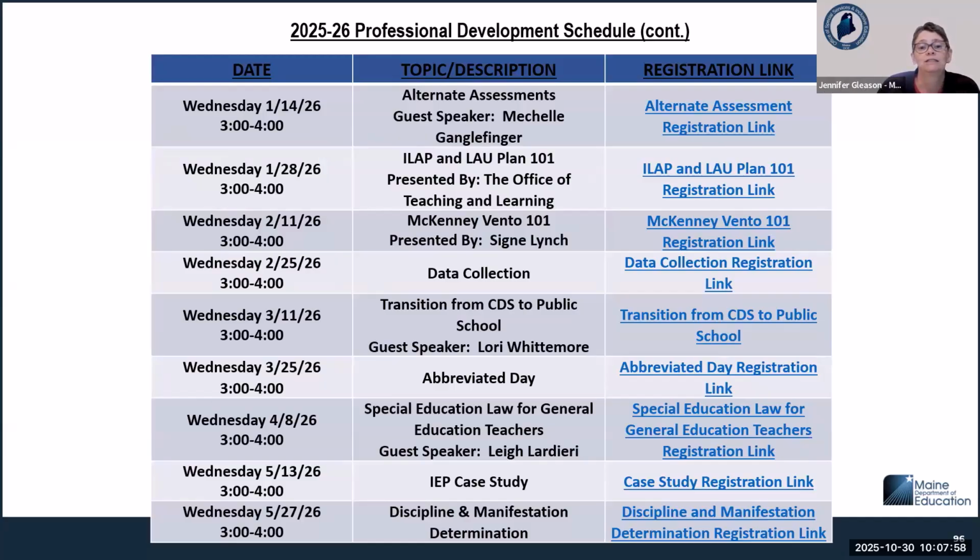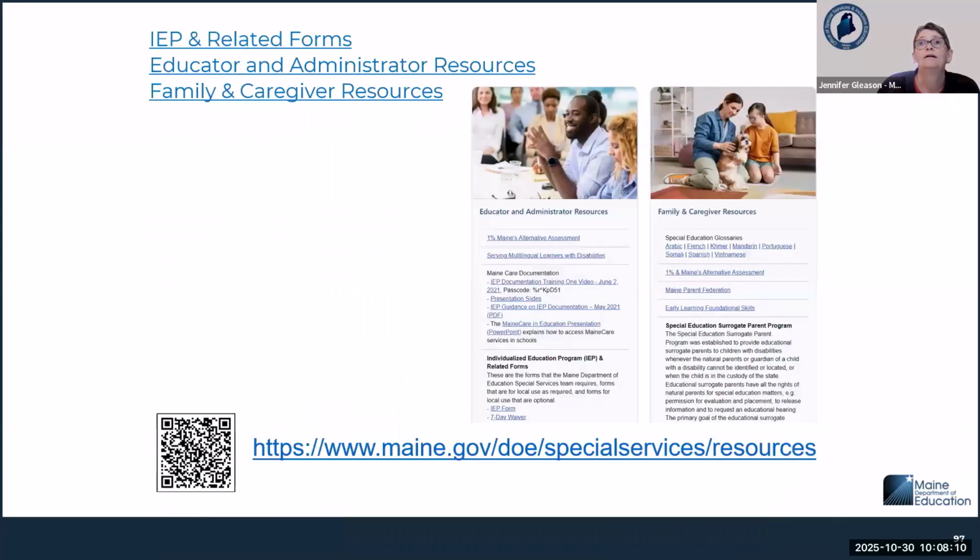There are registration links here for the upcoming office hours and trainings. We have a lot of guest speakers this year, so we're super excited about that. And this is forms. They changed our website around a lot and nobody can find where the forms are. I think it's called Resources for Schools and Families or something like that on the left-hand side. That's where the forms are. The link is here for you.